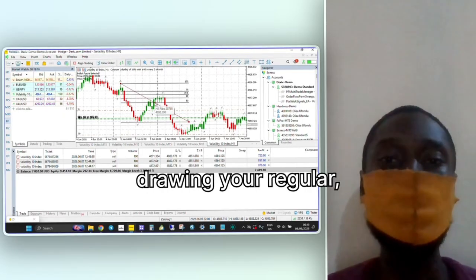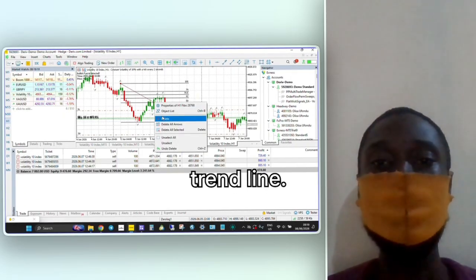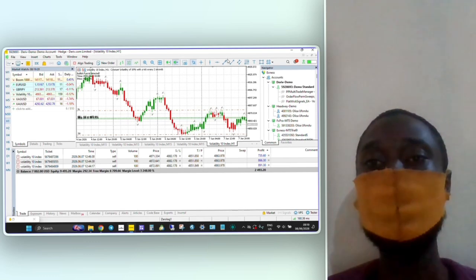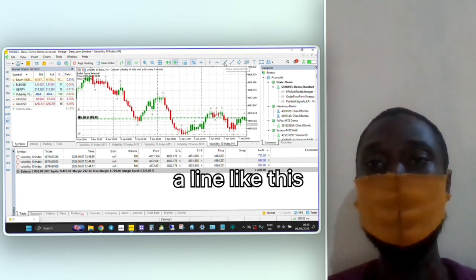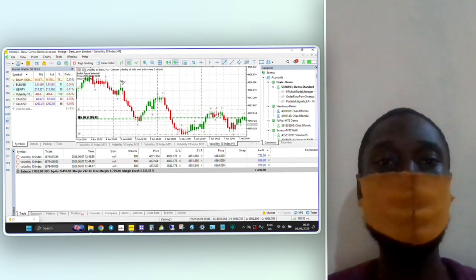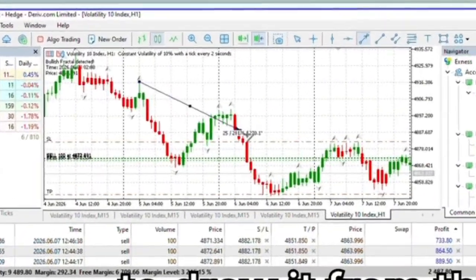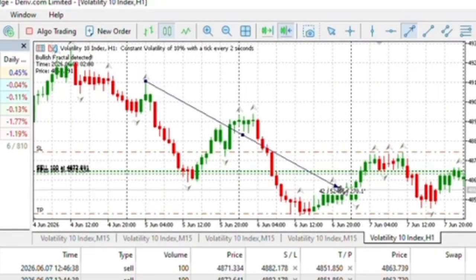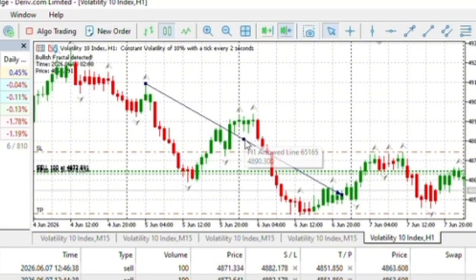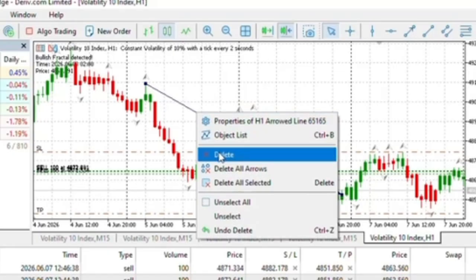If you're not going to be drawing your regular trend line using a line like this, from this high to that high, where you have your solid two touches and see how price reacts on it, you can just use your Fibo straight.